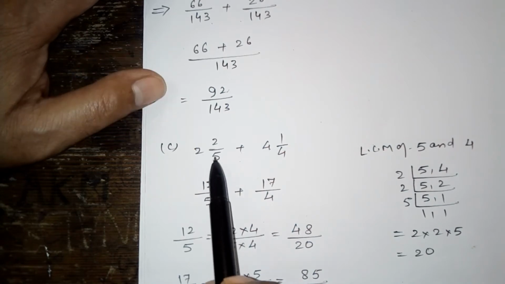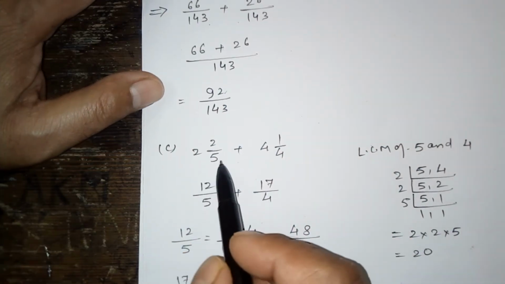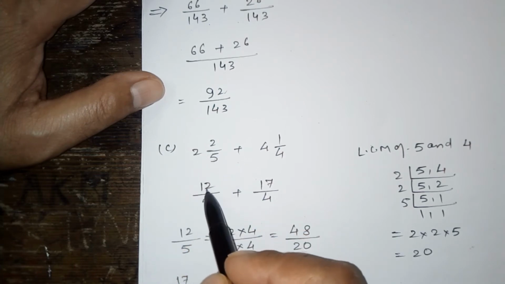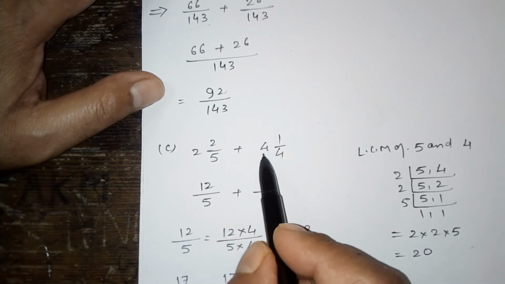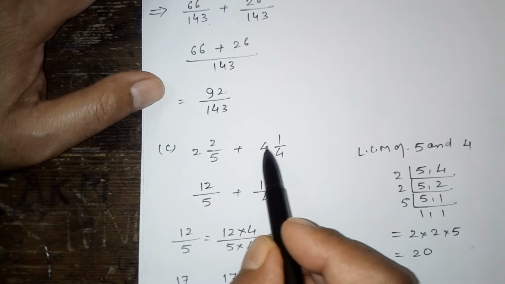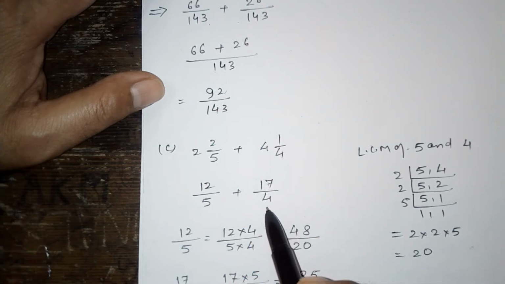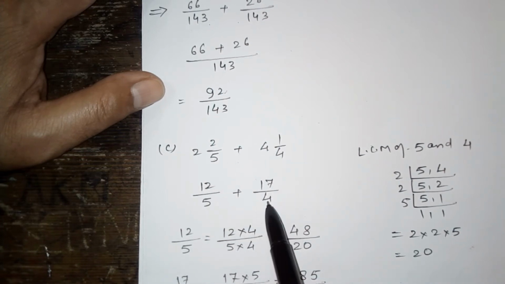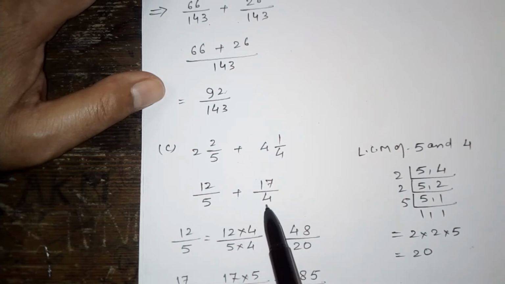How? Look here, this is 2 upon 5. So what will you do? Now look here, 2 upon 5 means 5 2s are 10, 10 plus 2 equals 12, so 12 upon 5. Plus 4 4s are 16, 16 plus 1 will give you 17 upon 4. Okay, now the mixed fractions are converted to improper fractions. Now 12 upon 5 and 17 upon 4.